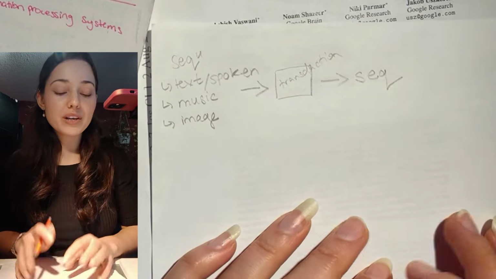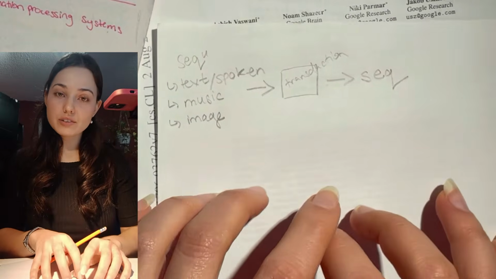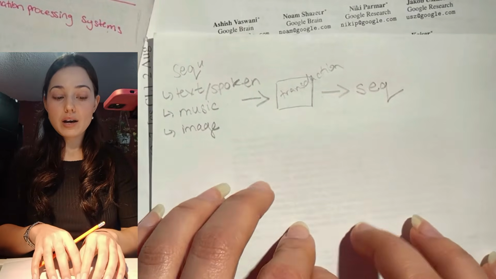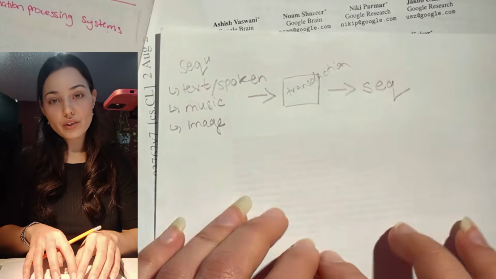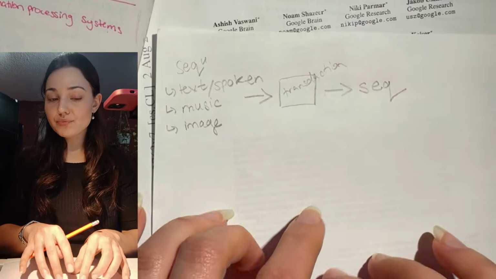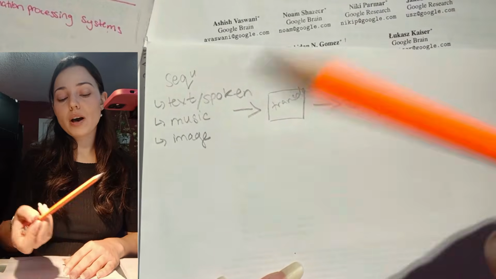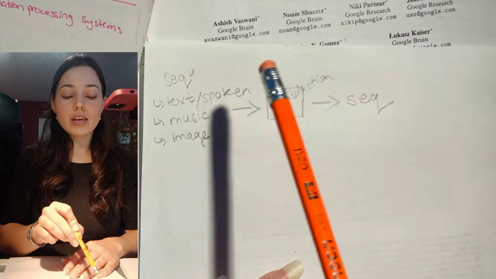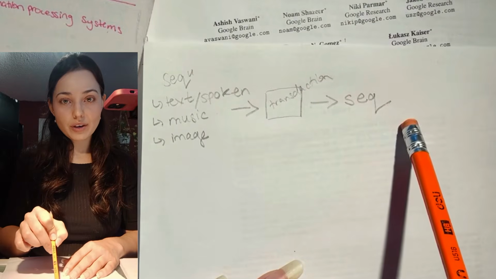Well, for example, if we try to do a translation task, we have input in a certain language, let's say English, and we want to translate it to another language, let's say French. Well, a translation task would be a transduction model because it would take in a sequence. It would process it in some way, and it would output another sequence, okay?